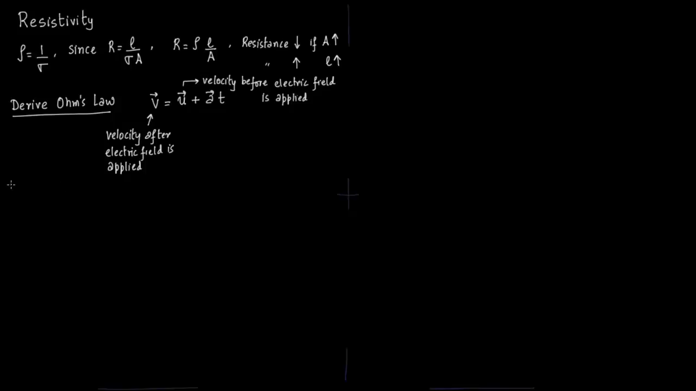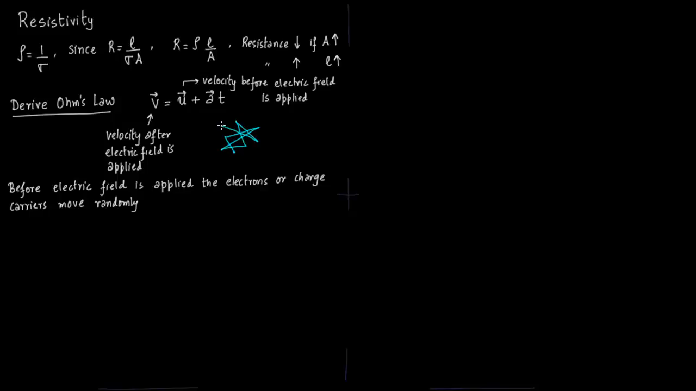Now before the electric field is applied, the electrons or charge carriers move randomly. So the average velocity here would be 0. So you take the velocity over all the charge carriers, it will be 0. They're just moving randomly. So net displacement could be 0.